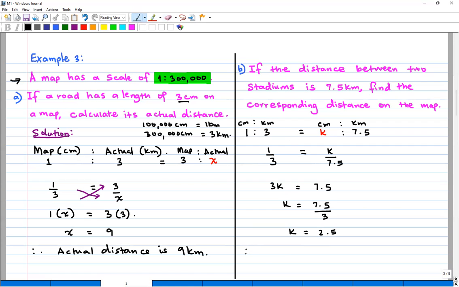So we say that, therefore, the corresponding distance on the map is 2.5 centimeters. I hope you have understood that very well. Now you can see the importance of proportions, or the importance of equivalent ratios.